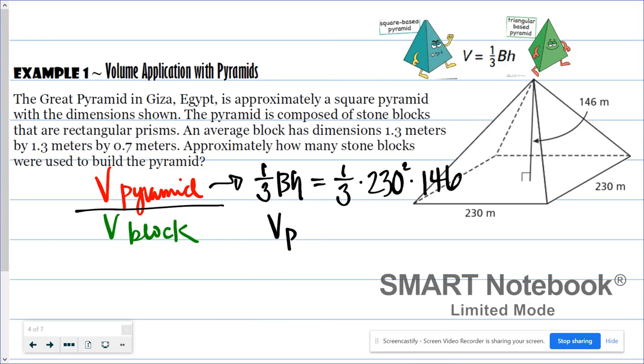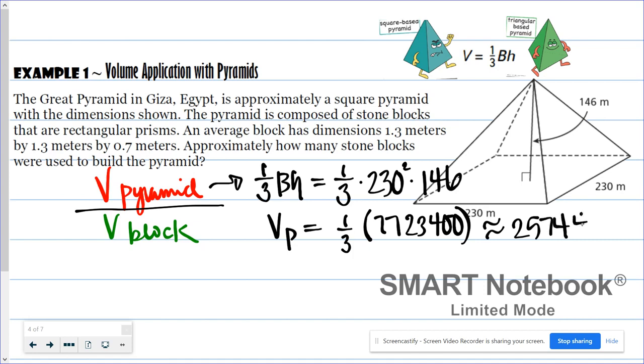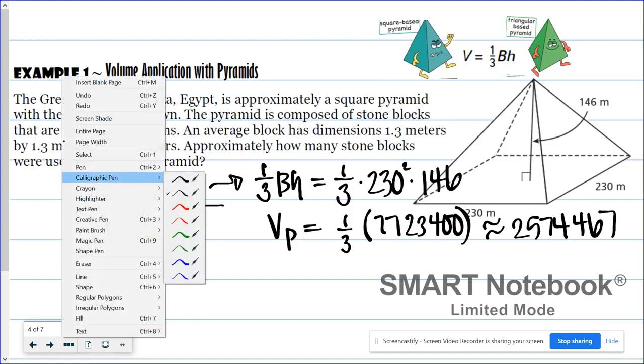So the volume of the pyramid, we are looking at a pretty big number. Well, yeah, because we want to take like 1/3 of 7,723. It's a big number. So it's like what, 7,723,400. So 1/3 of that is approximately 2,574,467. Now let's talk about those blocks because we need to find the volume of each block.